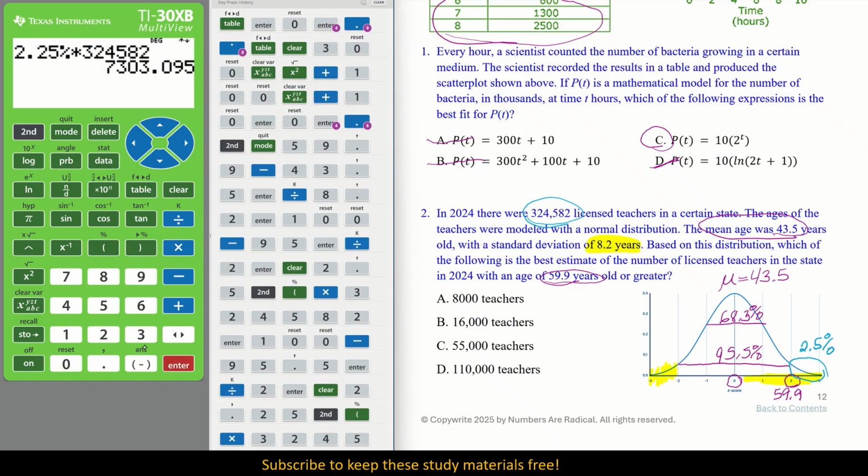34582. Yes, and push enter. See, it gives us the answer underneath. And because we're estimating the difference in the numbers, look at B, C, and D. There's absolutely no way. It says the best estimate is A, 8,000 teachers. Okay, right. That wasn't very tough.